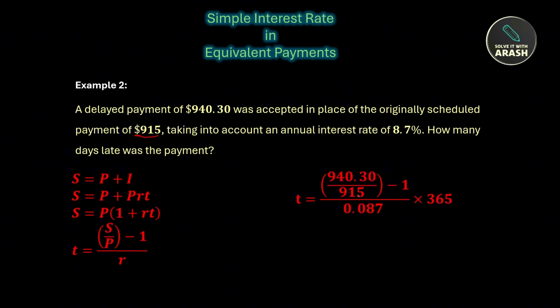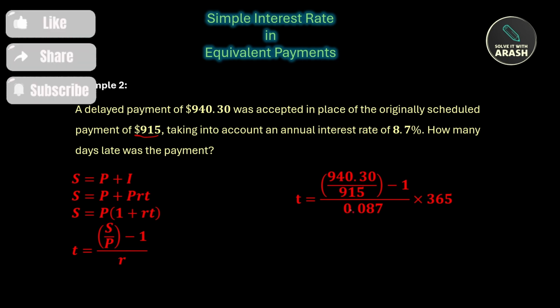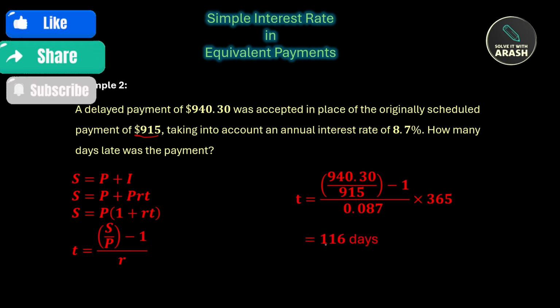940.30 over 915, then subtract 1, divide by 0.087, and then times 365. Again, you don't want to round off your answers in the intermediate stages. Keep all the decimals until the final stage and then round off once you find the final answer. And if you punch this in your calculator and do it properly, you should get the answer of 116 days.